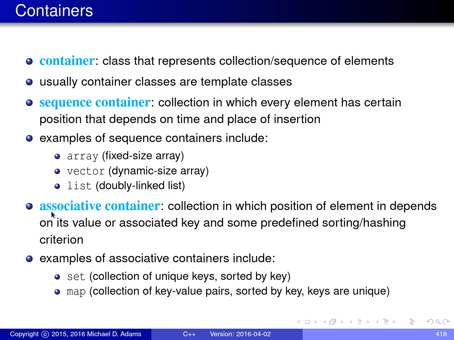Another flavor of a container is what's known as an associative container, and this is a collection in which the position of an element in the container depends on its value or some associated key and some predefined sorting or hashing criteria. Some examples of associative containers include set, which is essentially a collection of unique keys that are sorted by key. Another example is map, which is a collection of key value pairs that are sorted by key where the keys are unique.